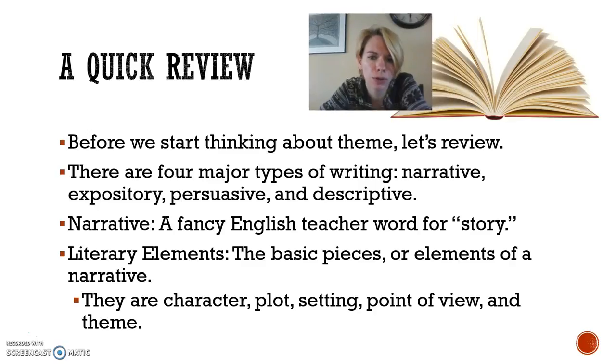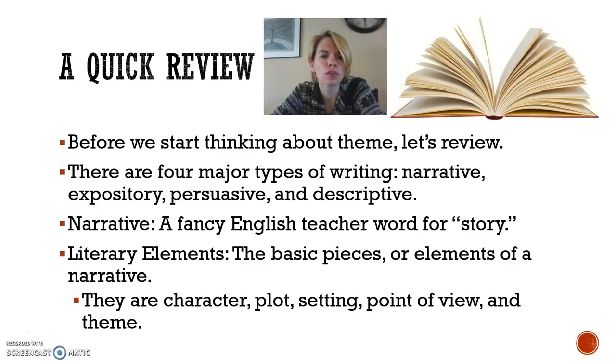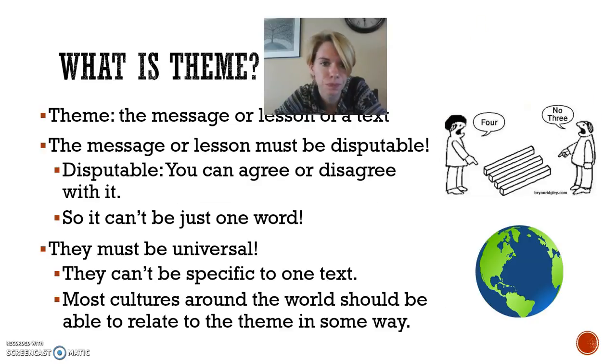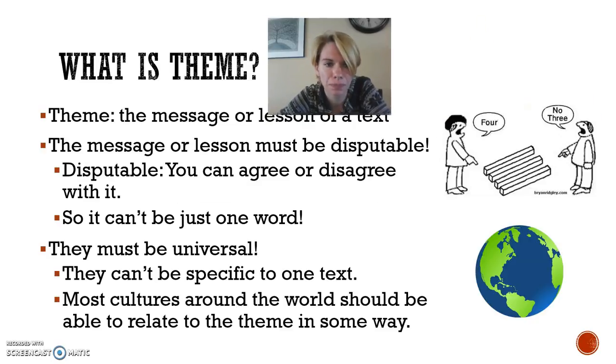So let's start with a quick review. There are 4 major types of writing: narrative, expository, persuasive, and descriptive. Narrative, as I just said, is a fancy English teacher word for a story, something with a beginning, middle, and end, and characters and plot. And then literary elements are the basic pieces or elements of a narrative. I would say you really can't have a narrative without these parts, and that's character, plot, setting, point of view, and theme. So what is theme?